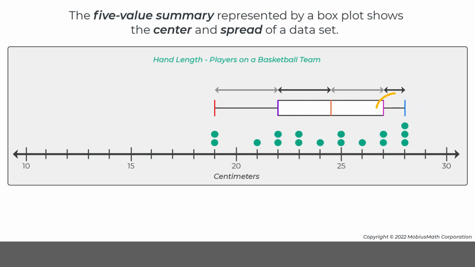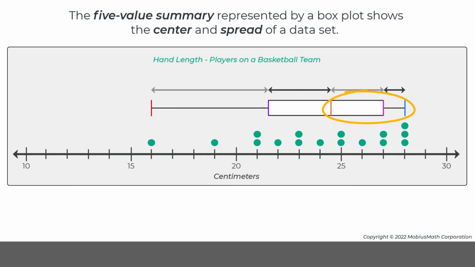If one of the 4 sections of the box plot is shorter than the others, that 25% of the data is more tightly clustered than the rest of the data. If one half of the box plot is shorter than the other half, that half of the data is more tightly clustered than the other half.